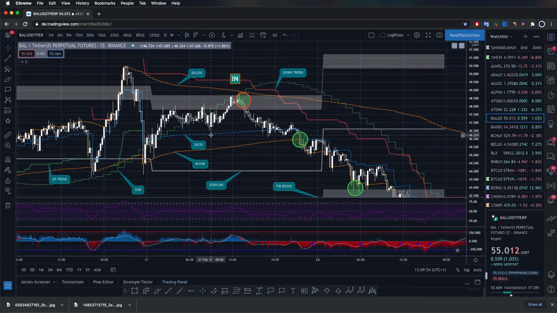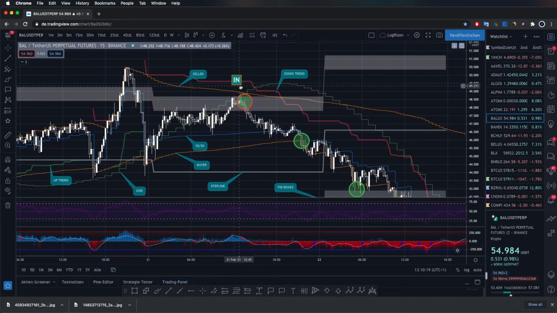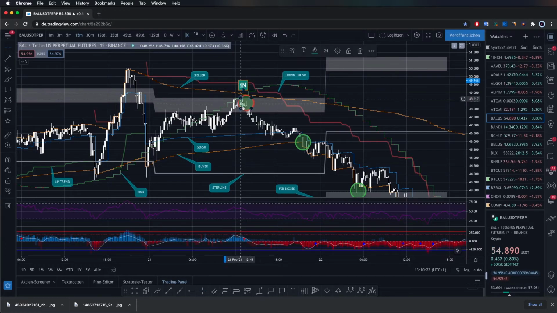So you could say, yeah, the price once one more time try to come out of this bearish momentum, which already started by crossing the DGR, but hitting the DGR again, being in the Fibonacci box, which is here, and having this 15 minutes seller line gave me an opportunity to enter a trade as a seller. So I decided to go short on this chart and entered my short trade here.